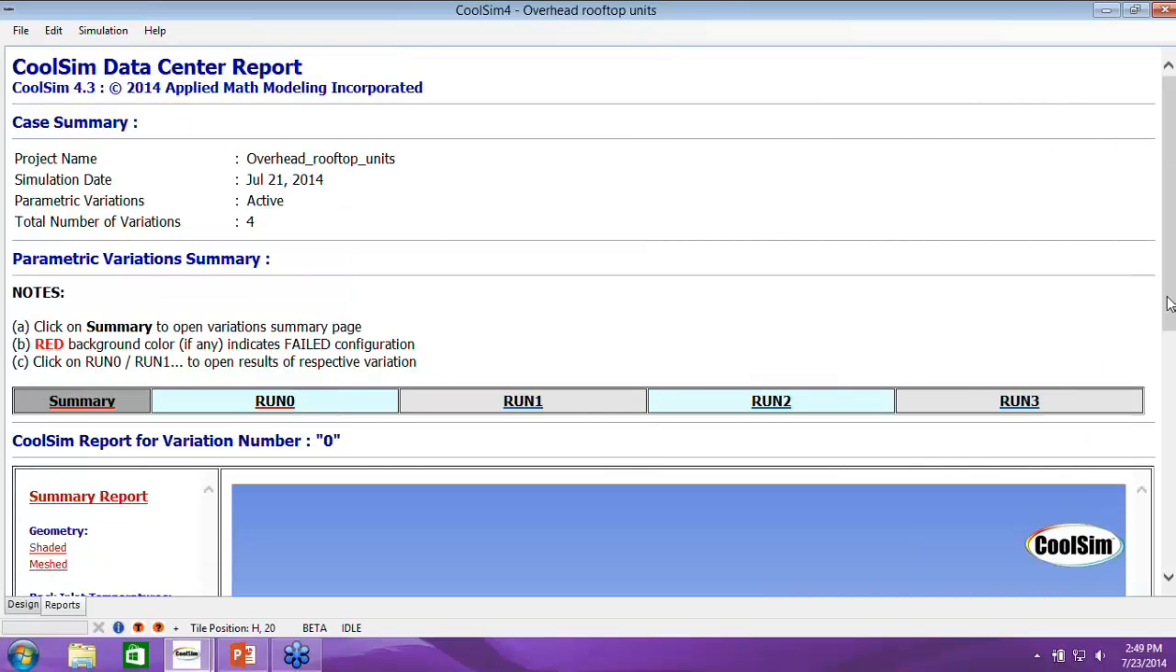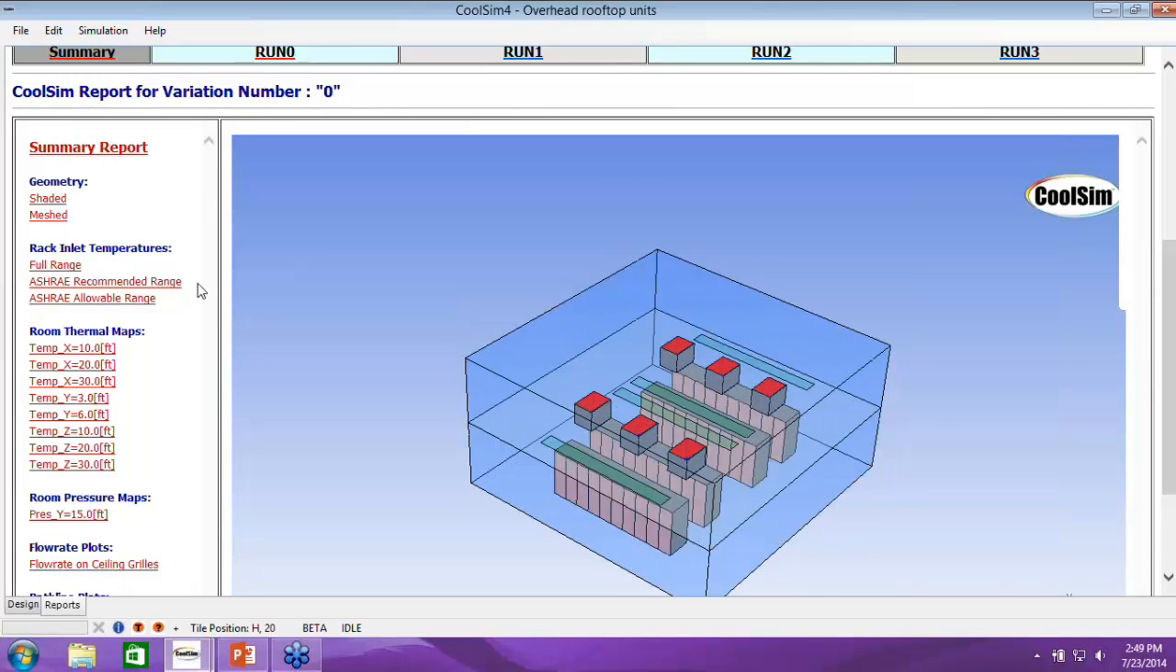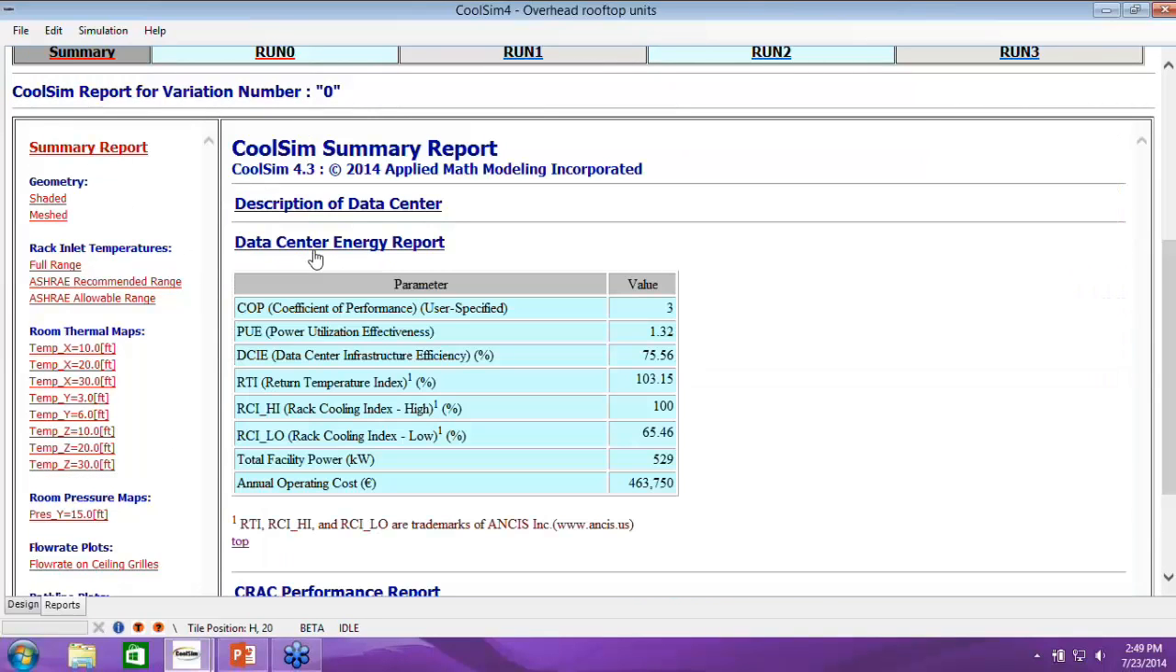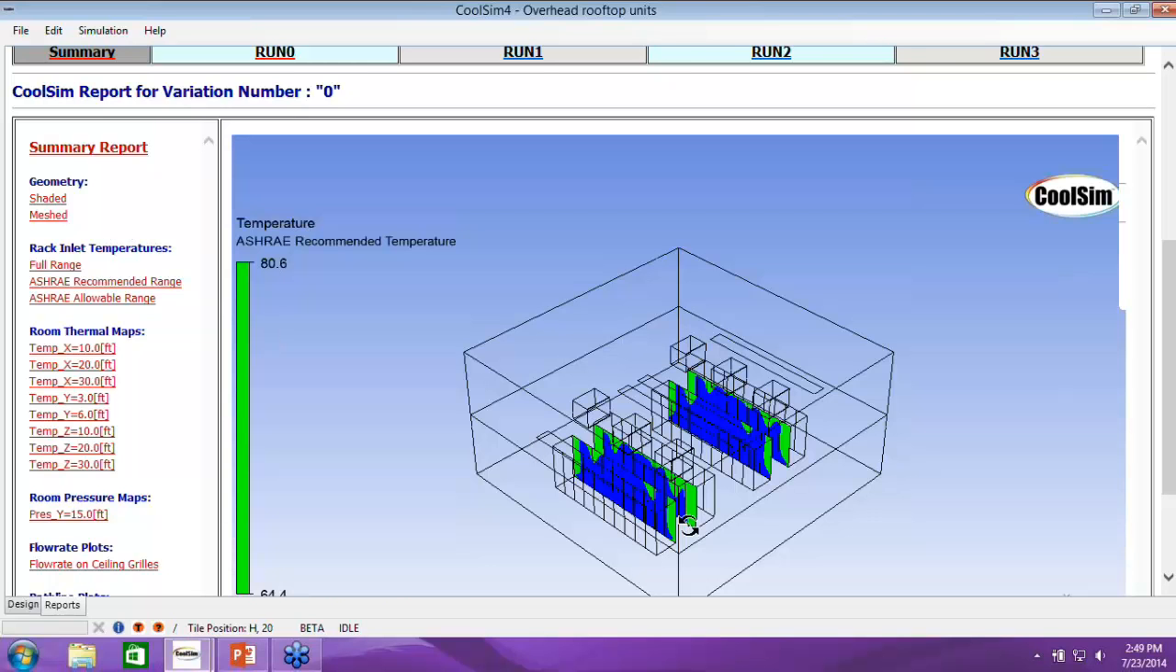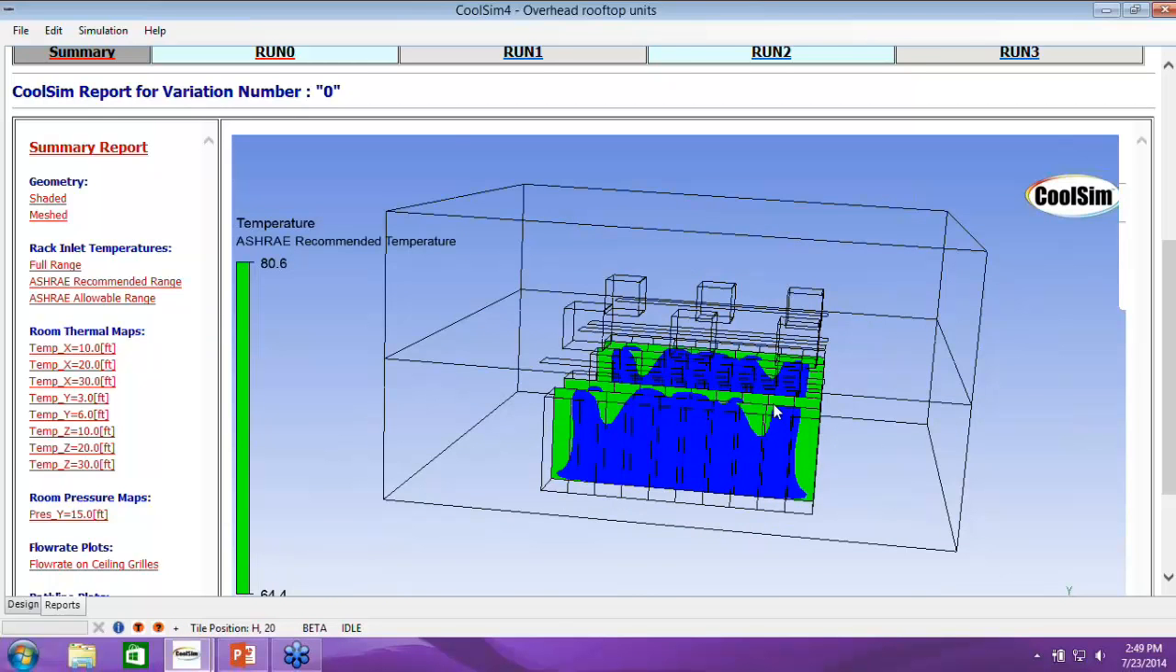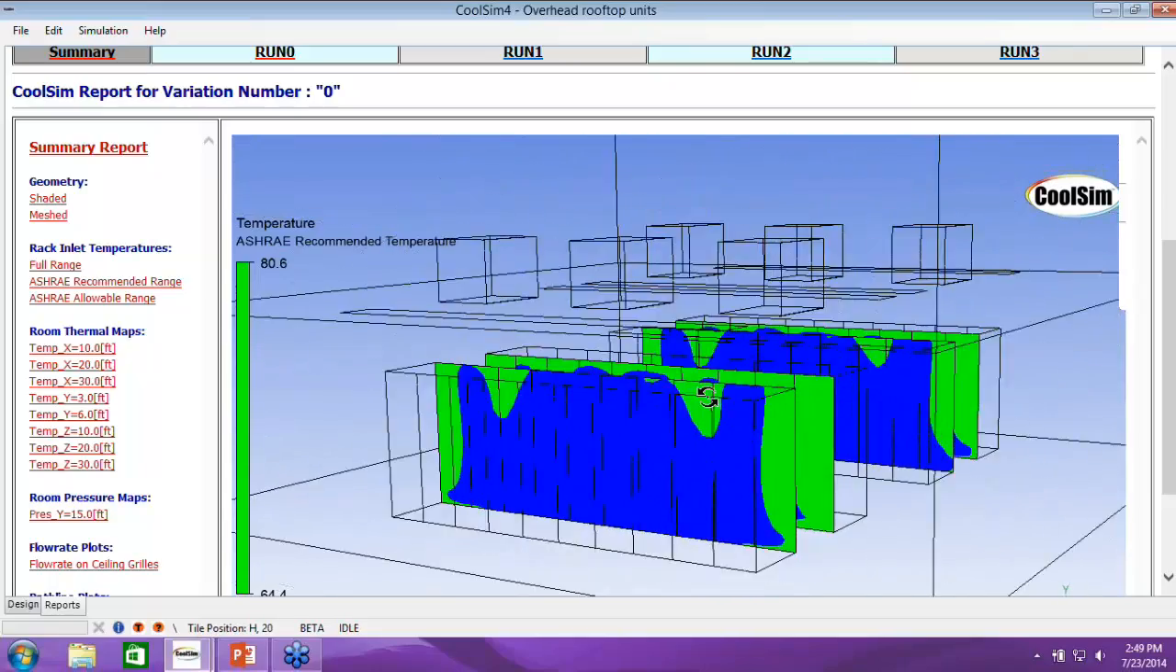We'll do run 0 first, and we can take a look first at the summary report, data energy, and what we have, RTI we knew already was 103, RCI 100, RCI low 65. So what that's telling us is we're too cold, right? So we know already that we're not too hot, but we've got an energy problem. We're using too much energy to satisfy the needs of this data center. And if we look at our recommended inlet temps, there you have it. We're too cold, except for the edges.